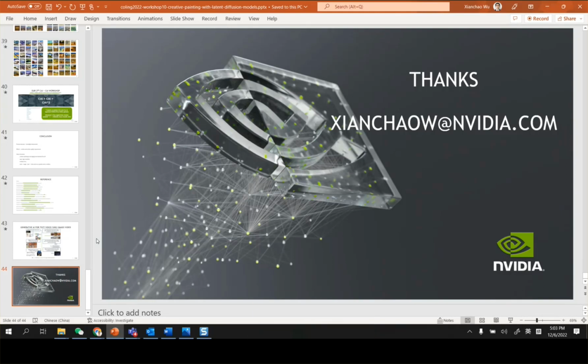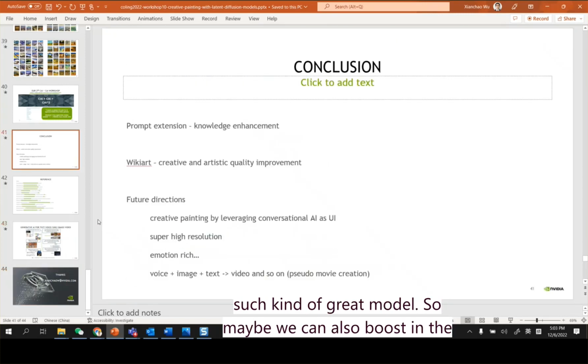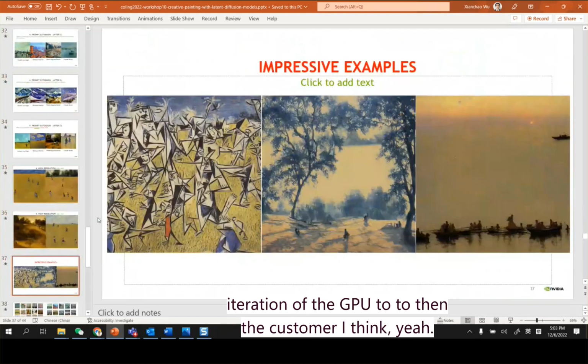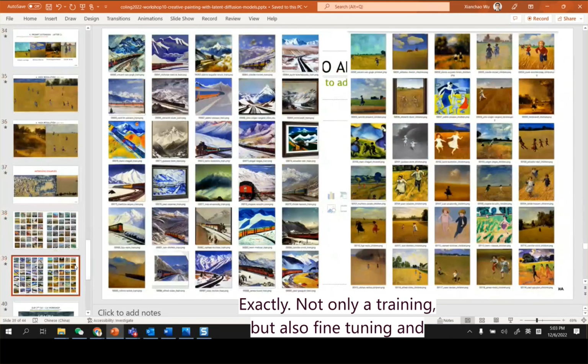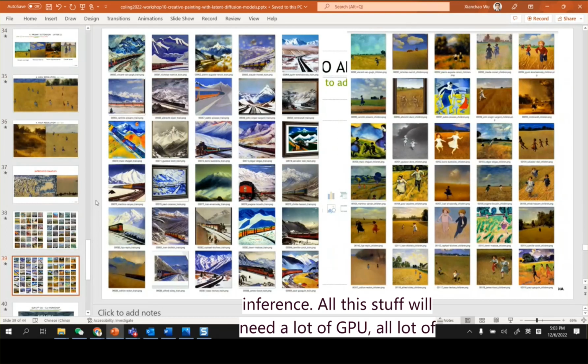Amazing. So hopefully if we can share the process of training such a great model, maybe we can boost the utilization of the GPU to the customer, I think. Yeah, exactly. Not only training, but also fine-tuning and inference. All this stuff will need a lot of GPU, a lot of work.